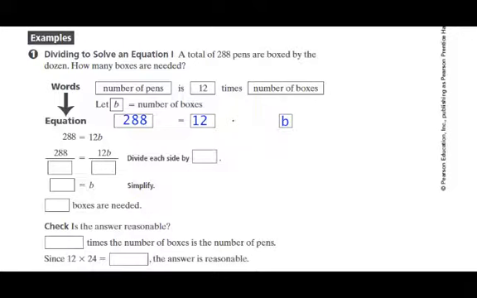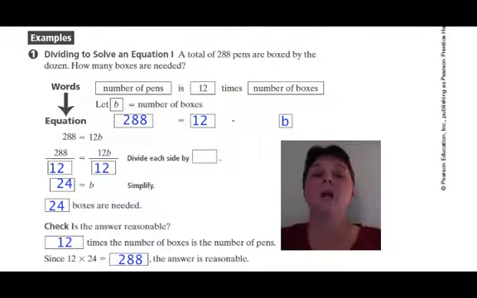To get B all by itself, we're going to divide both sides by 12. So 288 divided by 12 is 24. 24 boxes are needed. You can check, is the answer reasonable? 12 times the number of boxes is the number of pens. 12 times 24 equals 288. The answer is reasonable. Pause the video if you need more time to copy down the notes. Don't forget, you have to have a question written down, so be sure to write one down so we can talk about it in class tomorrow.